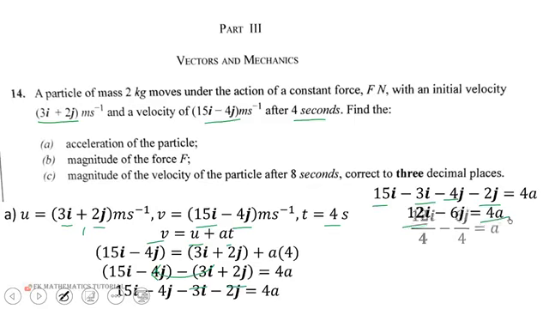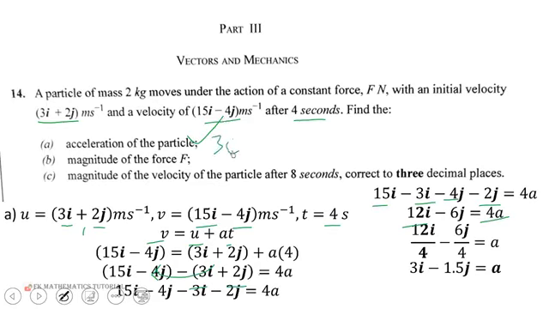When we divide through by 4, we get acceleration equals 12i over 4 minus 6j over 4. And that will give us 3i minus 1.5j. So that is the acceleration of the particle: 3i minus 1.5j meters per second squared. Remember to add the unit, because marks will be awarded for that.